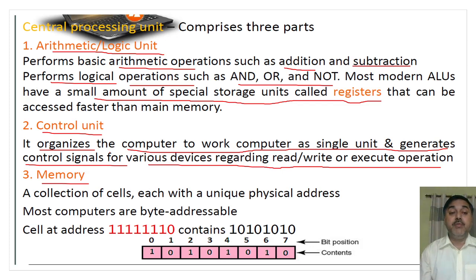Next, we find memory. Memory means what? A collection of cells, each with a unique physical feature. That means we have different patterns of physical features of the memory sections. Memory consists of different byte addresses. Here you can see the cell address is given, which contains this particular value, 10101010. Each of these values is going to make an effect on it.